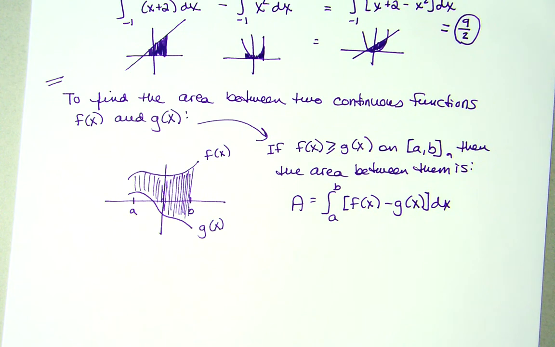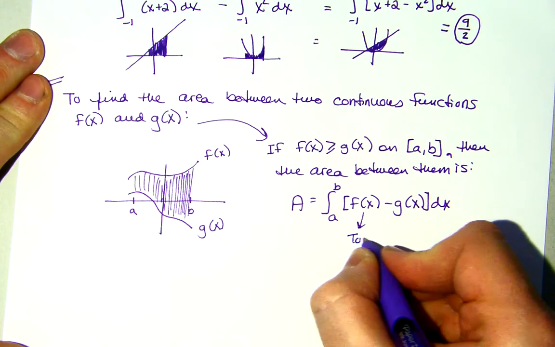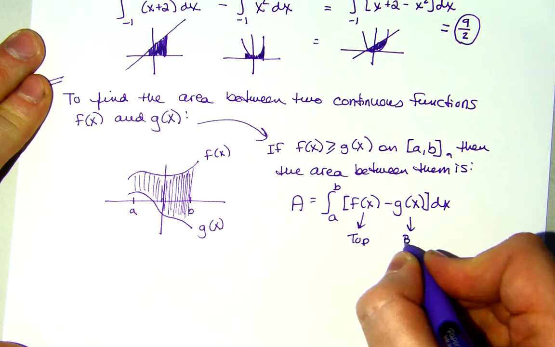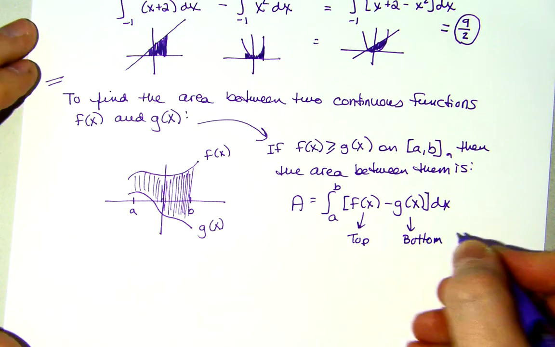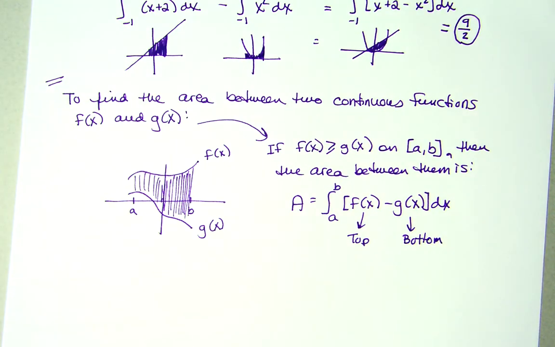There's actually an easier way to talk about this, though. Instead of calling it f and g, how about I just call one the top function and the other the bottom? All I need to do is integrate over my interval the top function minus the bottom function, and I'm going to get the area in between them. There are a bunch of little variations of this that I need to show you, but this is the basic idea. Top minus bottom.